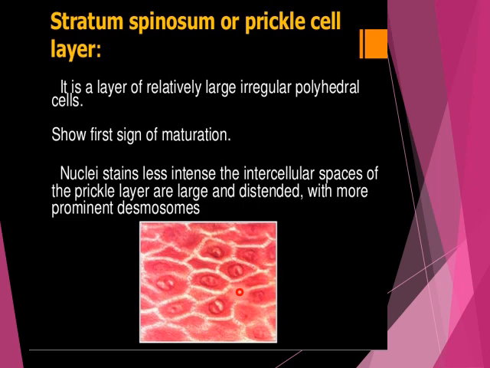The second cell layer adjacent to the basal cell layer is the stratum spinosum, or prickle cell layer. It is a layer of relatively large, irregular polyhedral cells that show the first sign of maturation. The nuclei stain less intensely. The intercellular spaces of the prickle layer are large and distended, with more prominent desmosomes. So these are the cells of the prickle cell layer. They are large polyhedral cells attached to each other by desmosomes, and there are intercellular spaces between them. And this is the main cell layer in the oral epithelium.